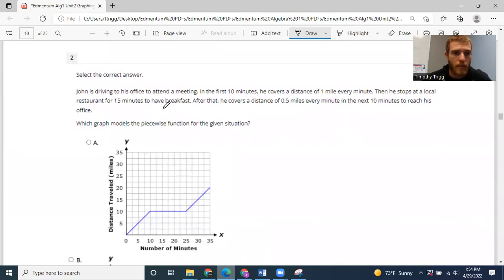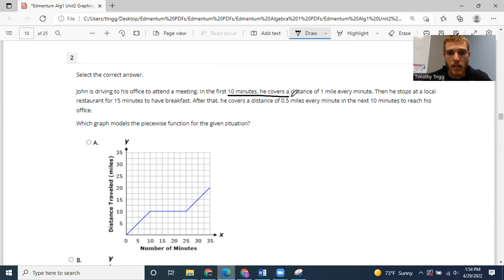John is driving to his office to attend a meeting. In the first 10 minutes, he covers a distance of 1 mile every minute. Then he stops at a local restaurant for 15 minutes to have breakfast. After that, he covers a distance of 0.5 miles every minute, so he slows down, in the next 10 minutes to reach his office. Which graph models the piecewise function of this situation?